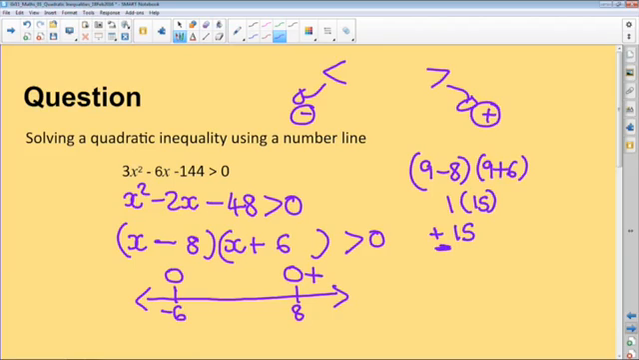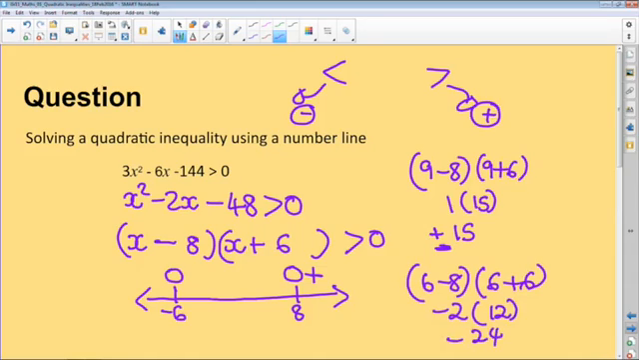So I'm going to have a plus there, right? Like in the previous example, we take the numbers between minus 6 and 8. We substitute between minus 6 and 8. Let's say we take 6. If you put a 6 there, you'll have a 6 minus 8, bracket 6 plus 6, which gives us a negative 2, bracket 12, then that's minus 24. Now, guys, we are only concentrating on the sign. So the sign that we get is negative, right?